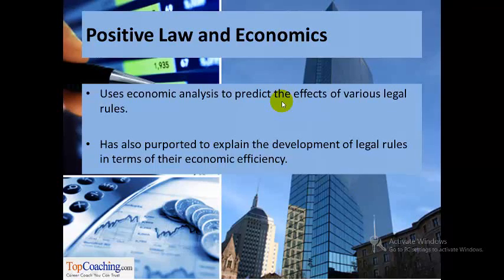So, for example, a positive economic analysis of tort law. A tort in common law jurisdictions is a civil wrong which unfairly causes someone else to suffer loss or harm resulting in legal liability. So it is the area of law that covers the majority of all civil lawsuits. So as we were saying, a positive economic analysis of tort law would predict the effects of a strict liability rule as opposed to the effects of a negligence rule.